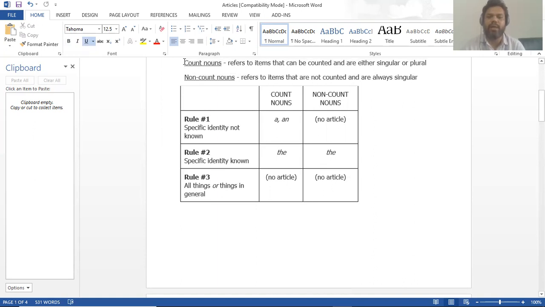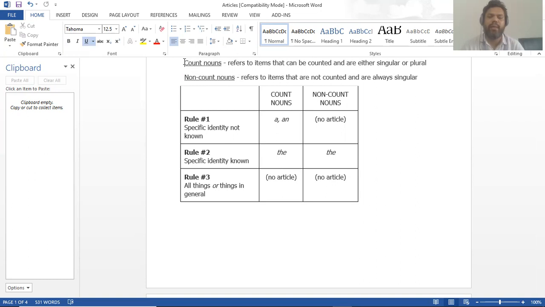Count nouns or non-count nouns. Rule number 1: specific identity, not known. I mean it is not definite, the specific identity is not known to you. You must use A and AN. And for a non-count noun, you need not use any article. It will be blank.